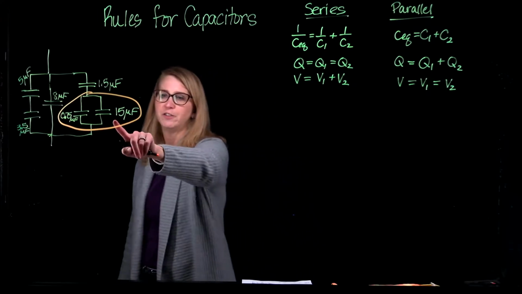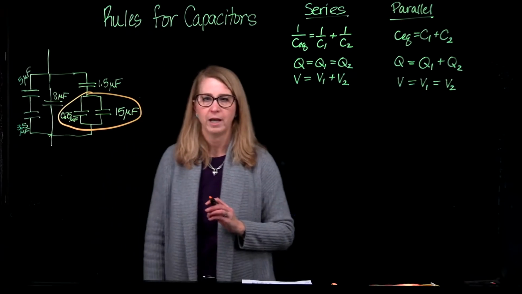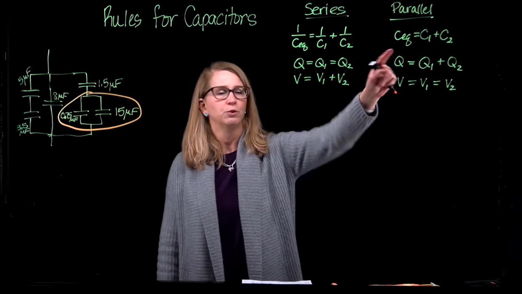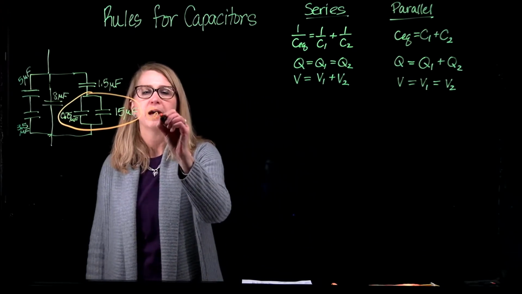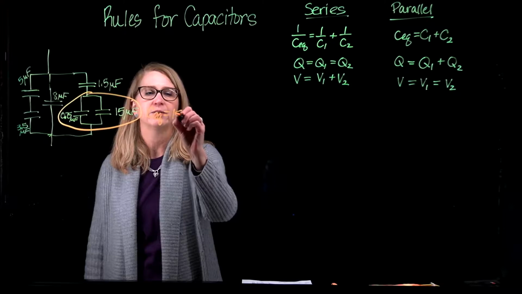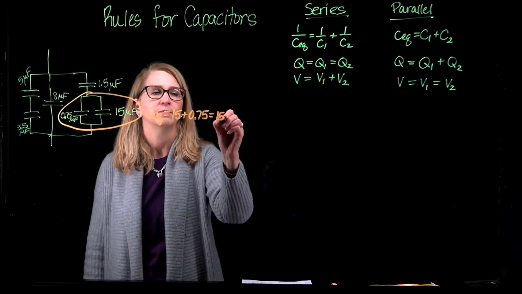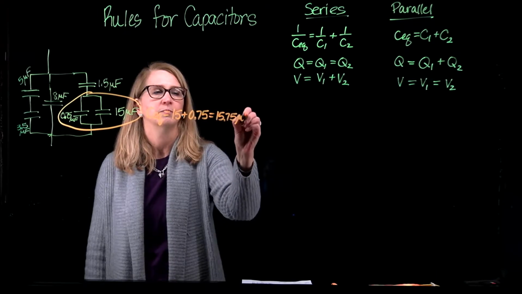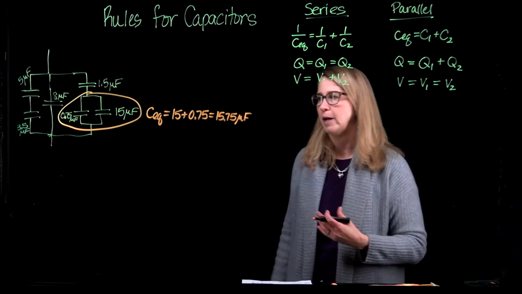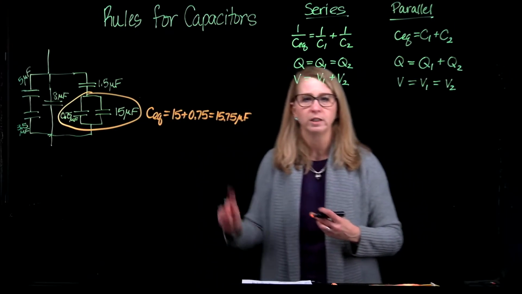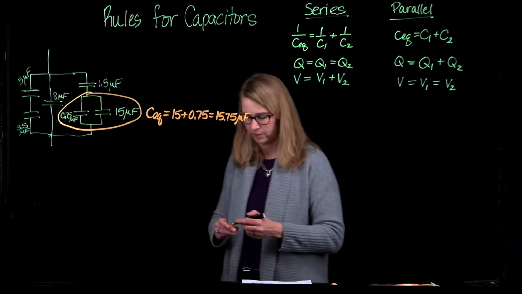Now, there's a 15 microfarad capacitor and a 3/4 microfarad capacitor. If I look at the rules of parallel, to find the equivalent capacitance, I simply add these. And so the equivalent capacitance of these two in parallel is one capacitor that has a capacitance of 15.75 microfarads.